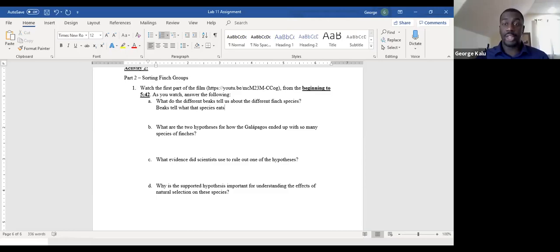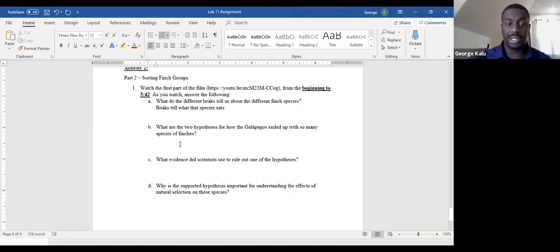Okay, so some that have very thick beaks are going to be used for breaking large seeds. Some that have smaller beaks are going to be better able to penetrate into the trees and get off some insects and things like that. Right. So the different beaks will tell you about the food sources for each of the finch species. Good.